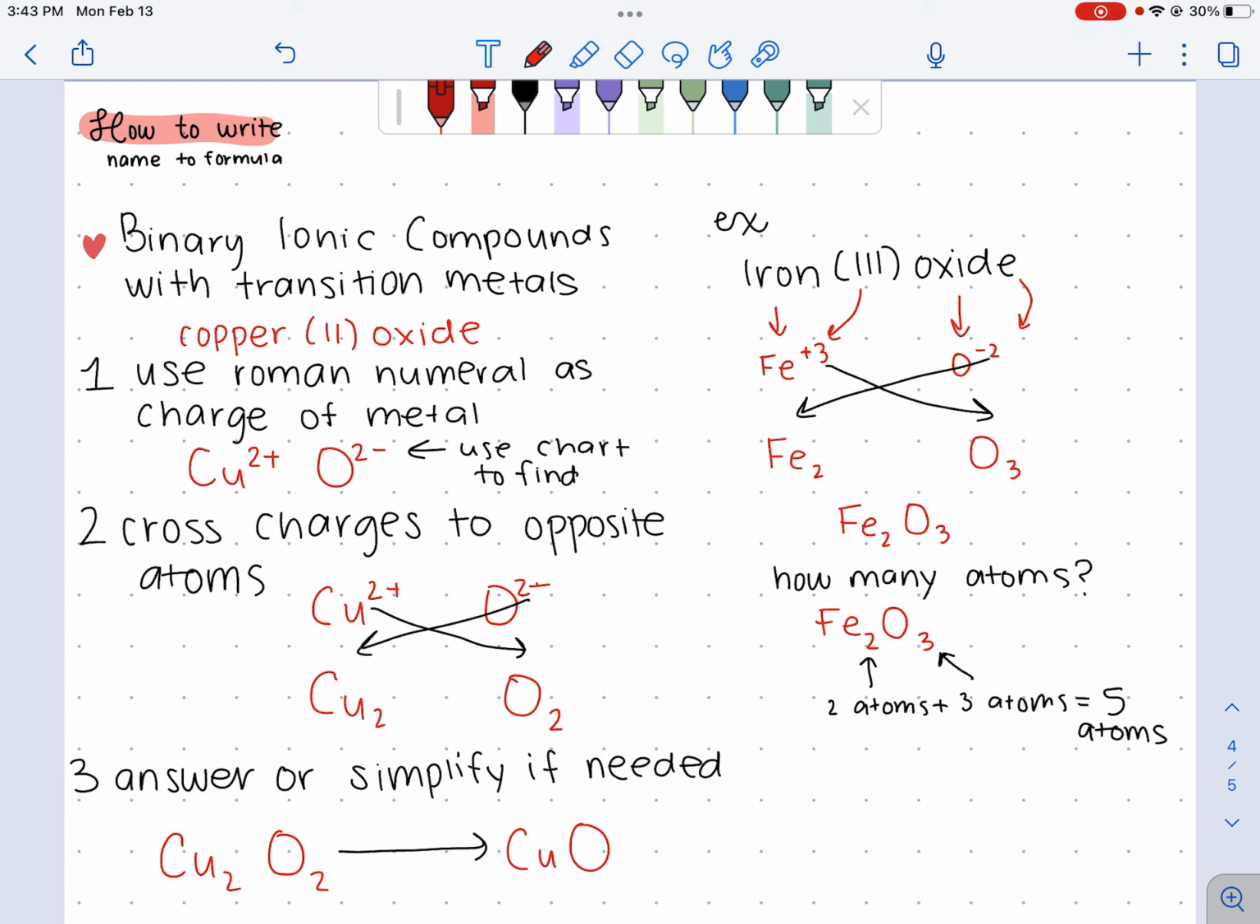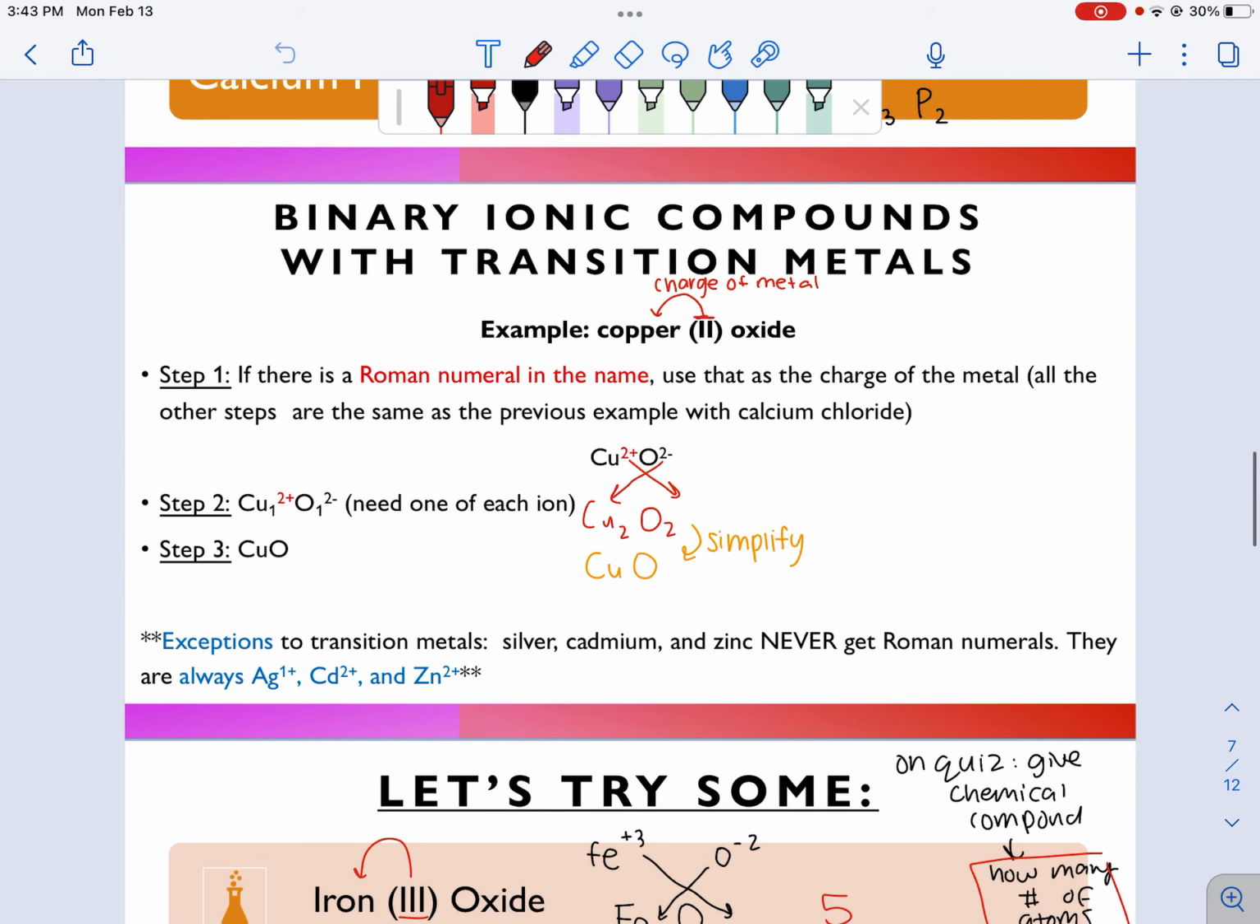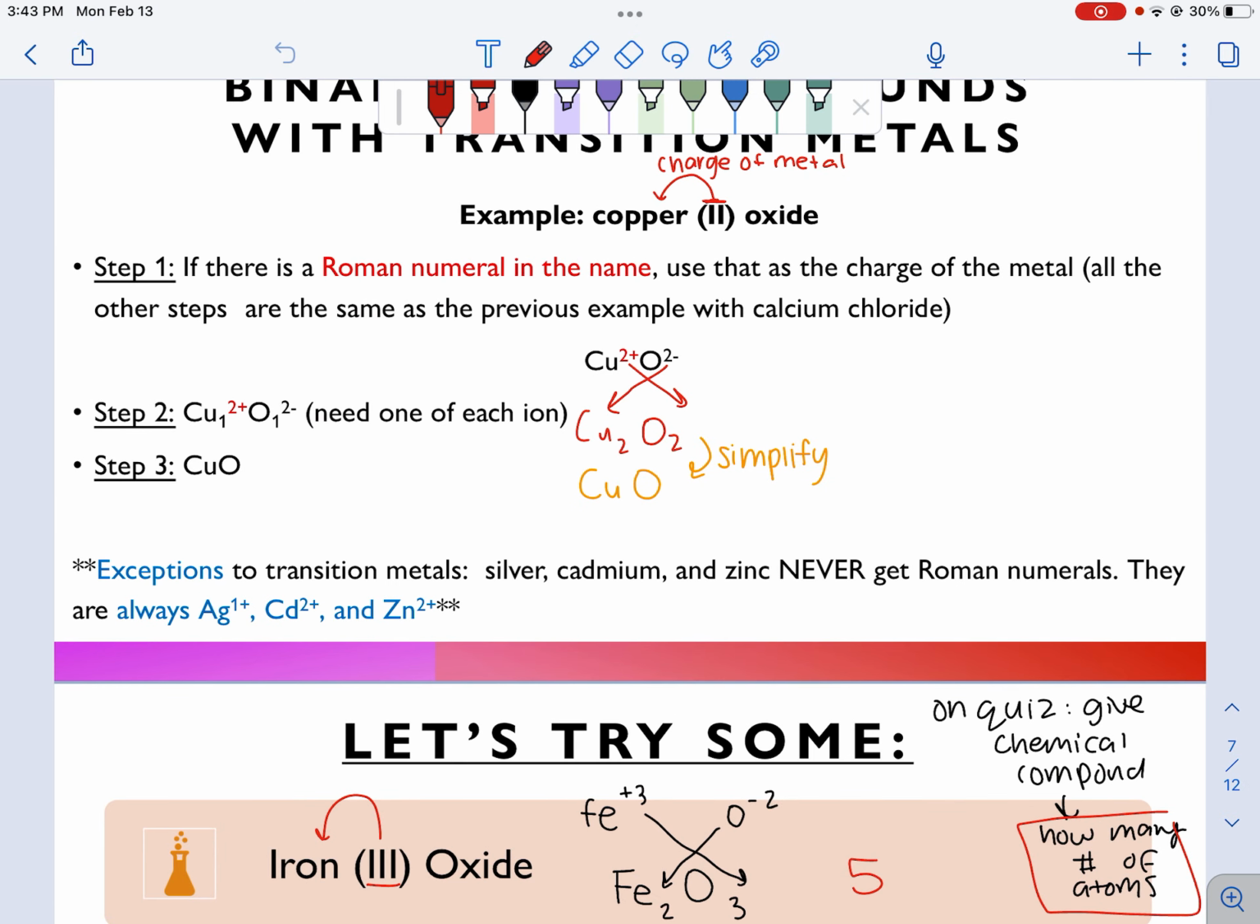That means it has a positive 2 charge, and oxygen has a negative 2 charge, and that's what we know because we use the chart, okay? So as we can see here, copper has a +2 charge because this relates to this, right? And then O, oxygen has a negative 2 charge because we look at the graph and we memorized it.